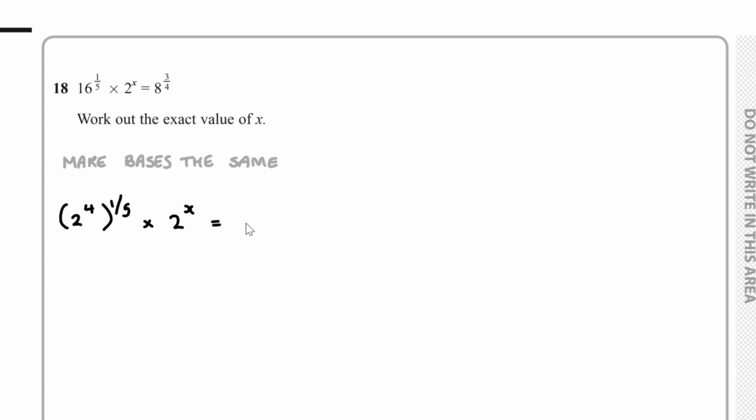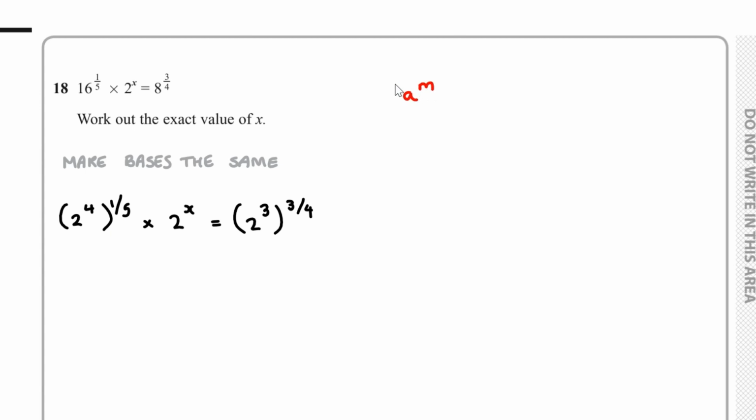But we know 8 is 2 cubed. So we've got 2 cubed to the power of 3/4. Of course here, 8 is the same as 2 cubed. Now you can see the bases are the same. So now we need to use the laws of indices. First of all, here we have the law of indices.